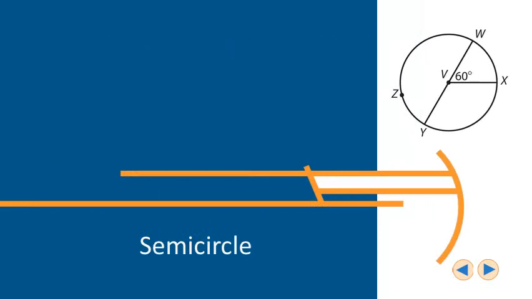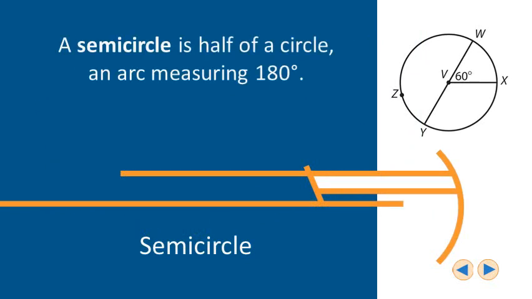All right, semicircle. A semicircle is half of a circle, an arc measuring 180 degrees. So I'd like you to pause the video right now, and if you would, identify the semicircle that is on this circle. So you could call it arc WY, you could call it arc WXY, you could call it arc WZY, and those would be the two semicircles for circle V.